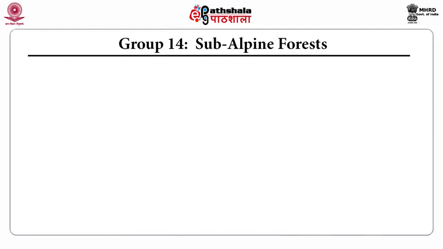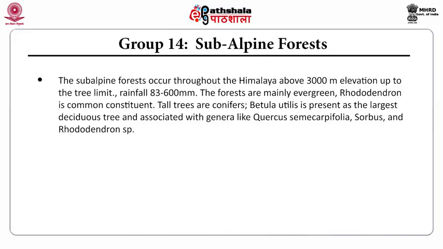Now we move on to group 14, which is the subalpine forest. These forests occur throughout the Himalaya above 3000 meter elevation up to the tree limit. Rainfall is low. The forests are mainly evergreen. Rhododendron is a common constituent. Tall trees are conifers. Betula utilis is present as the largest deciduous tree and associated with genera like Quercus semecarpifolia, Sorbus and rhododendron species.